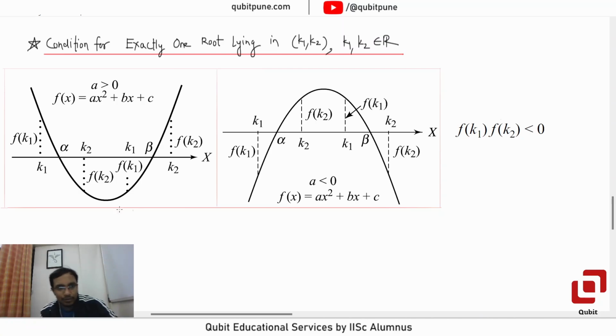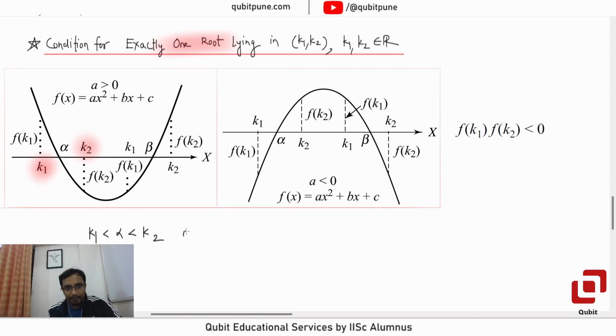Look, suppose only one root lies in that interval. Look here. So the sequence has to be k1 less than alpha less than k2. What does that mean? That means f of k1 and f of k2 will have opposite signs. f of k1 and f of k2 will have opposite signs, right?